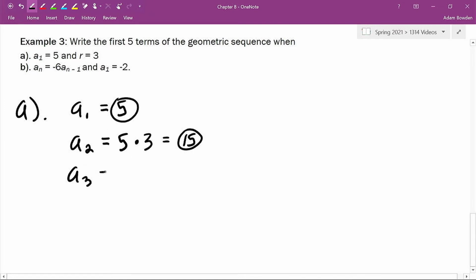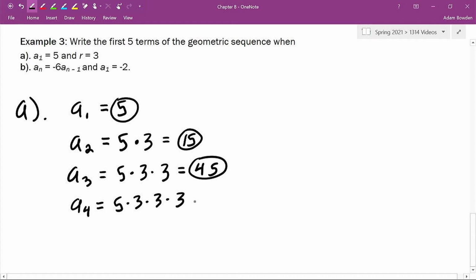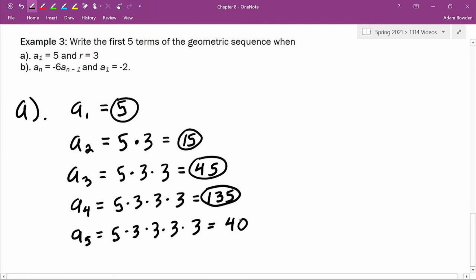And then the third term, we'll get that by multiplying by 3 again. That would equal 45. And then the fourth term, multiplied by 3 a third time, would be 135. And if we multiply to get to the fifth term, now 3 times 3 times 3 times 3, that'll be 405. And so this just continues on from here with different numbers for different terms past the fifth term.